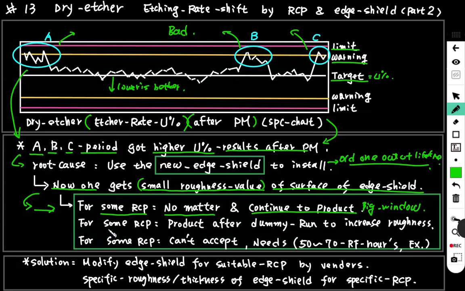And the second situation is, for some recipes, it can product after dummy runs several times to increase its roughness. Use several dummy runs to increase the roughness of the surface of the edge shield. Then we can product.